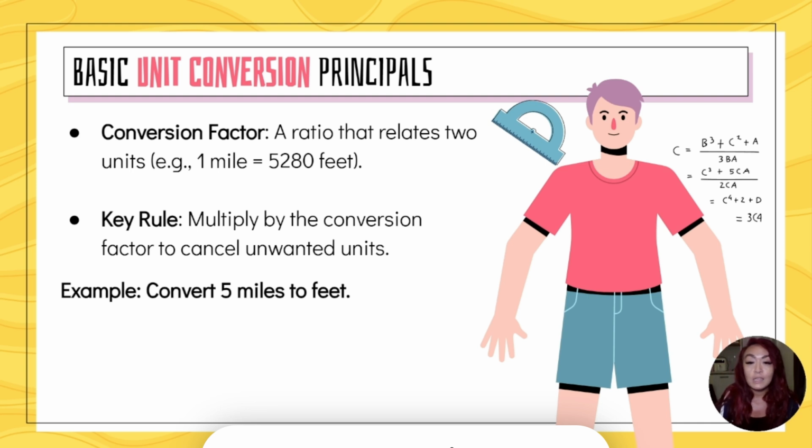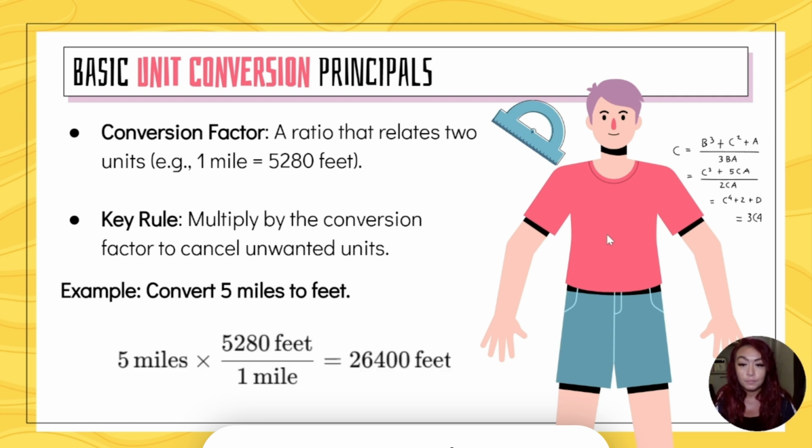So let's take a look at the example. Convert 5 miles to feet. We're going to take 5 miles and multiply it by the conversion factor, right? Our conversion factor was 1 mile equals 5,280 feet. So we're going to multiply 5 miles by 5,280 feet over 1 mile. And that gives us 26,400 feet.